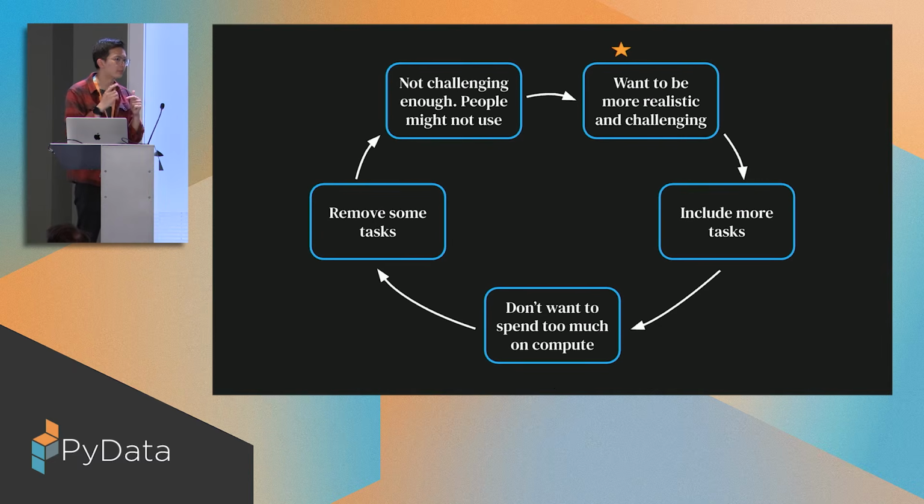And it seems like we're in a bit of a pickle, and we're stuck in a loop. We start with the orange star there, from wanting to cover more domains and languages. So we want to include more tasks. But in doing so, we also don't want to spend too much on compute. So we actually want to remove some tasks. And then coming back to the top here, if we don't include enough coverage, then it's not challenging enough, and people might not use the benchmark as much. And then we go back to the beginning where we want to be more realistic and challenging, so we include more tasks. So how do we get out of this loop?